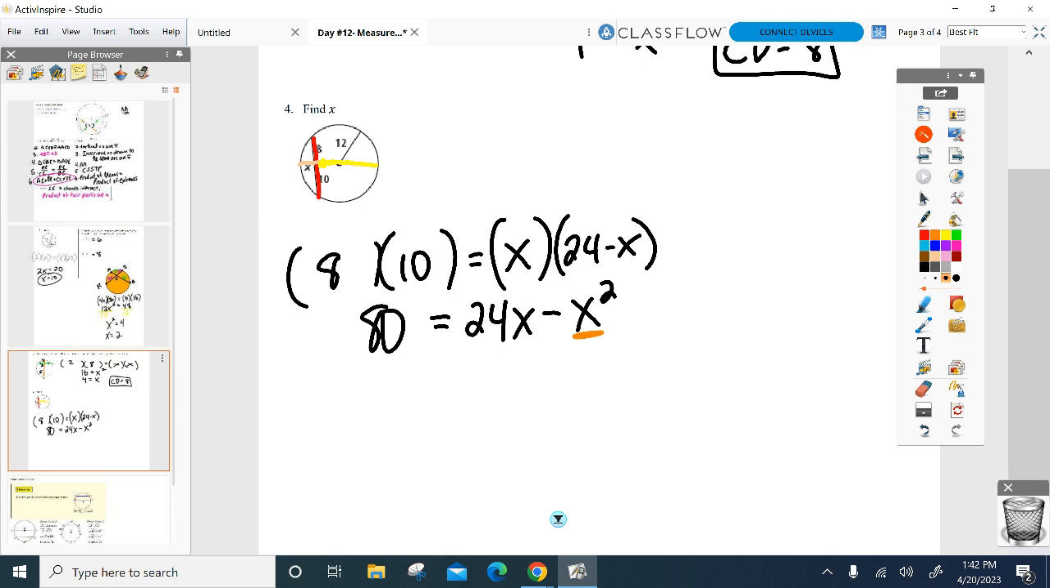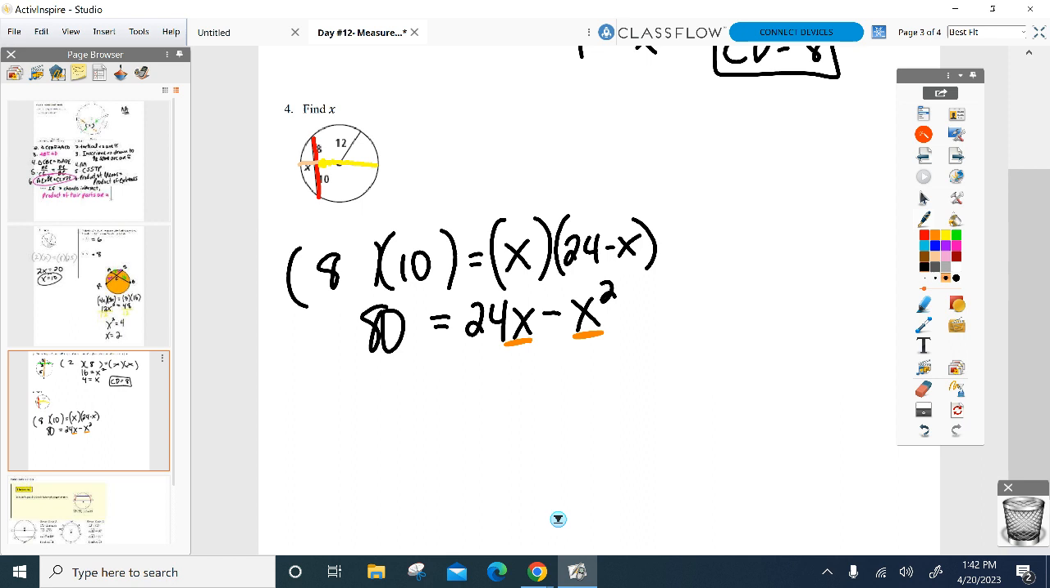Anytime you got an x squared and just an x, it's time to factor. Again, if you just had x squared, I could take the square root of both sides. But when I have an x squared and an x in the same equation, you know it's factor time. We don't factor anything unless it's equal to 0.